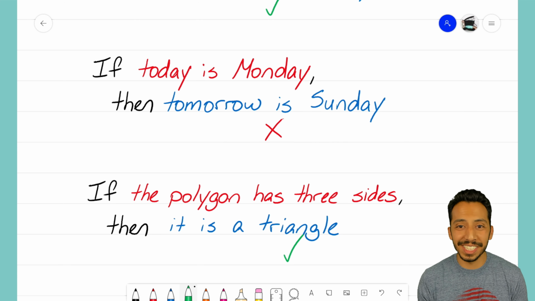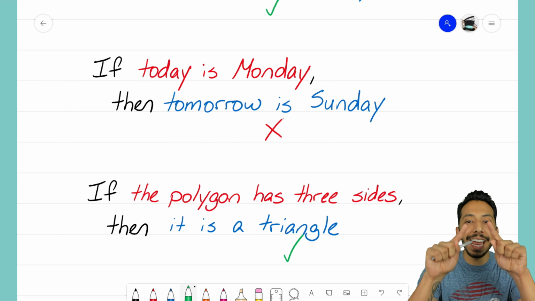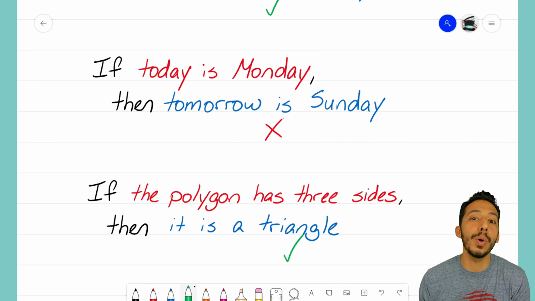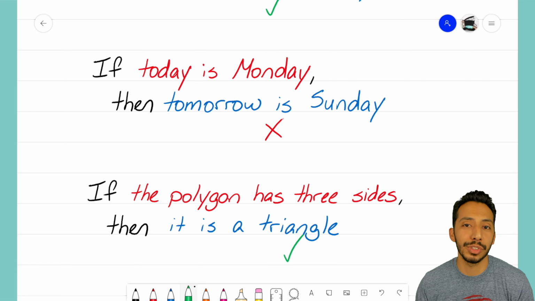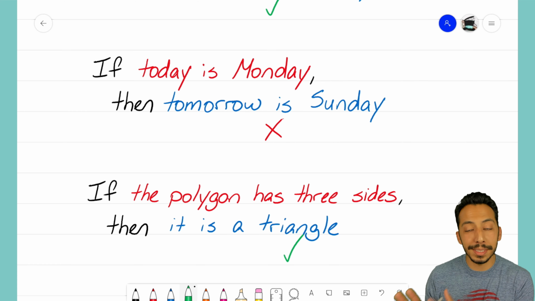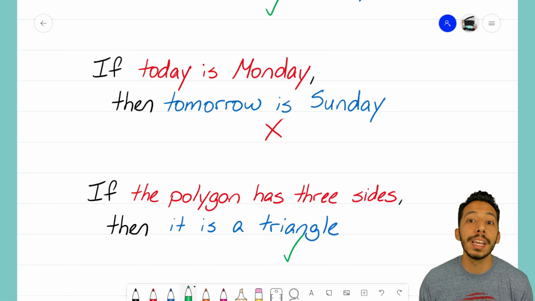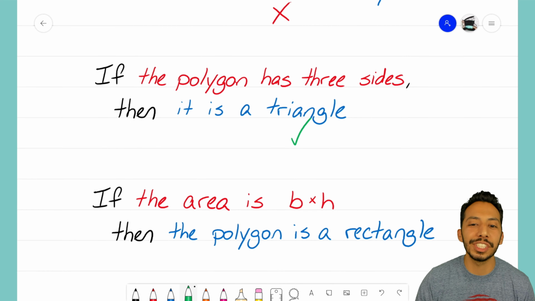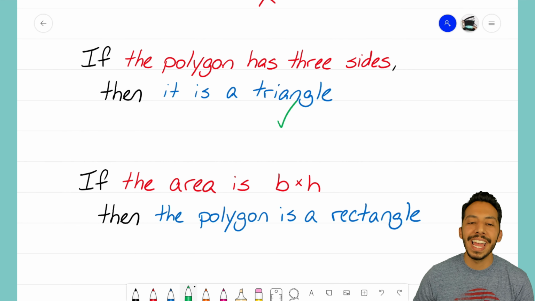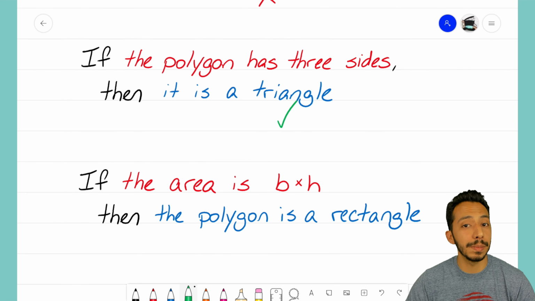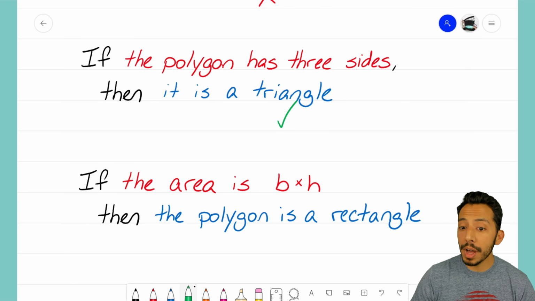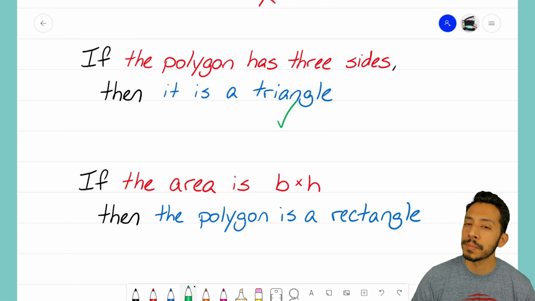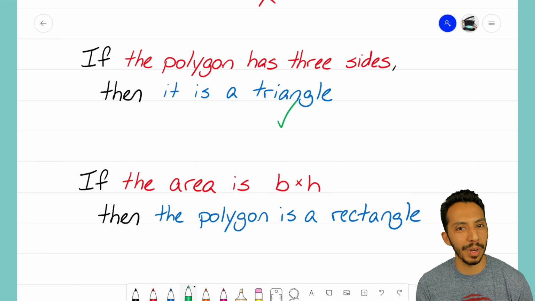I hope we all know at this point that if you have a polygon that has 3 sides, there's no other name for that shape. It is definitely a triangle. So that is an example of a conditional statement that is true. All right, let's look at one more example of a conditional statement. We have it right here, and it says, if the area is base times height, then the polygon is a rectangle. And now we have to think about this one, right?